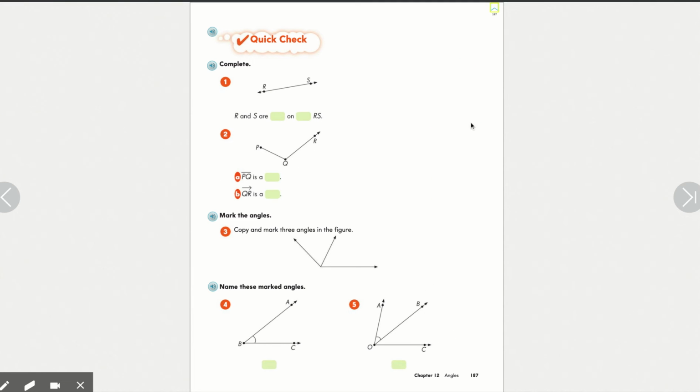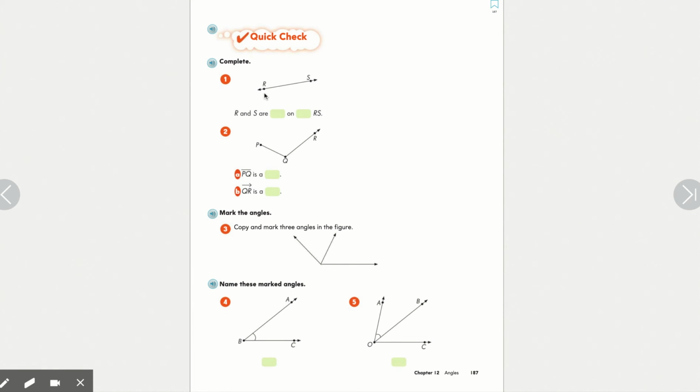Okay, so we're going to do just a quick check here. R and S are points on line segment RS. PQ is a line segment. QR is a ray. And you know that because the line segments have points at each end and the ray has an arrow at one end.